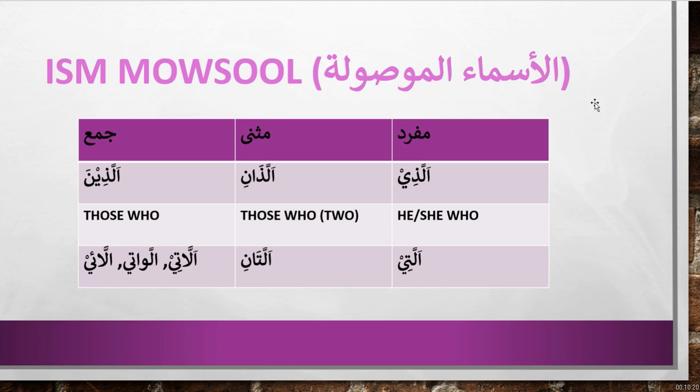Let's do this first. Ism Mawsool. Ism Mawsool is some set of words. We will do a little detail of Ism Mawsool later, but for an introduction, these are words that talk about something, like those who. So allazi, those who did this or that, or allati, those feminine who did this, and since it's the feminine word, it will also be used for objects, right? Allazani, allatani, allazina, and allati, allawati, and allai. So you will see these combinations.